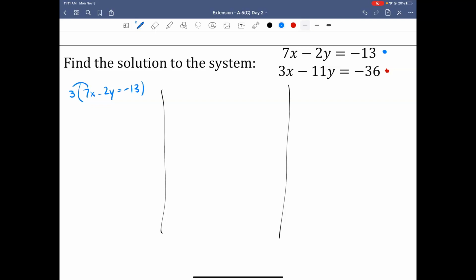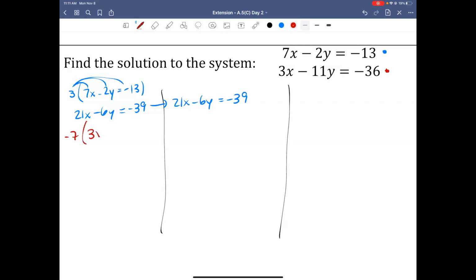When I distribute that 3 to everything, I'm going to have 21x minus 6y is equal to 3 times -13, which will be -39. That equation is going to get copied and pasted to the second column: 21x minus 6y is equal to -39. Then I'm going to take my red equation and multiply it by a -7. And the reason it's got to be -7 is so that we can have opposite coefficients.